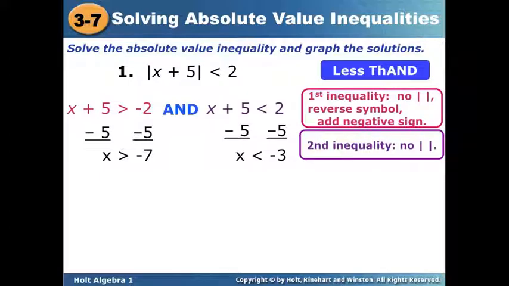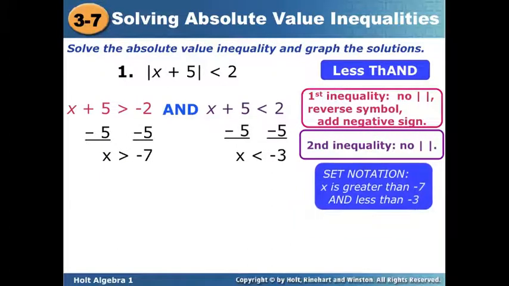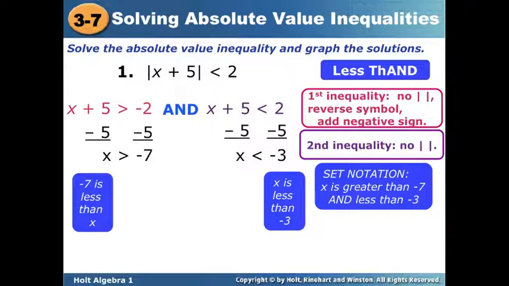Because this will fit an "and" compound inequality, we'll set up our set notation. Our set notation will be the set of all x's. Remember, our values go in from least to greatest, so -7 is less than x is less than -3. Notice it follows the format of an "and" compound inequality. And also, if you look at your inequality for x is greater than -7, when we put it in our set notation, the inequality is still pointing to the -7.